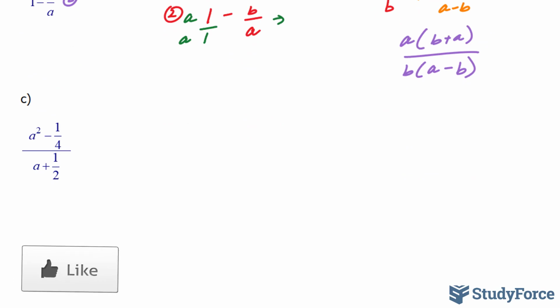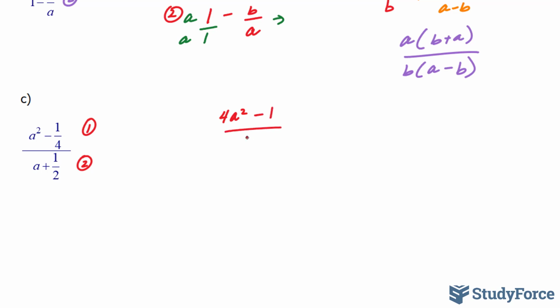Lastly, for part C, we have a similar case. Once again, I'll label this 1 and this 2. So starting at the top, we end up with 4a squared minus 1 over 4. And I have skipped a few steps, but hopefully you can derive what I've come up with by using the technique above. And the new denominator becomes 2a plus 1 over 2.